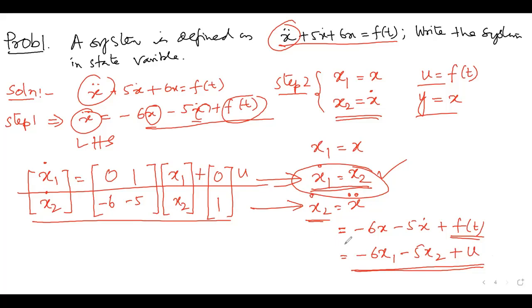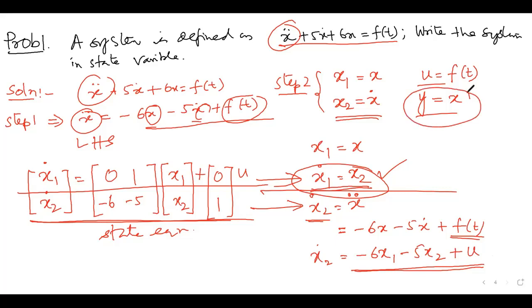So now you write these two equations in matrix form. This is called the state equation, the state equations in matrix form. Now you have to write the output. What is the output equation? The output y equal to x. Again, x means x1. So the output is basically the state x1. So the output equation is y equal to x1, that is 1 0 times x1 x2.